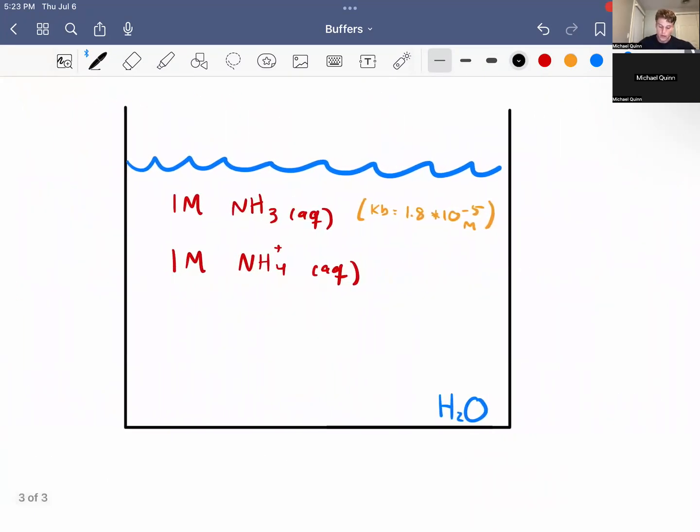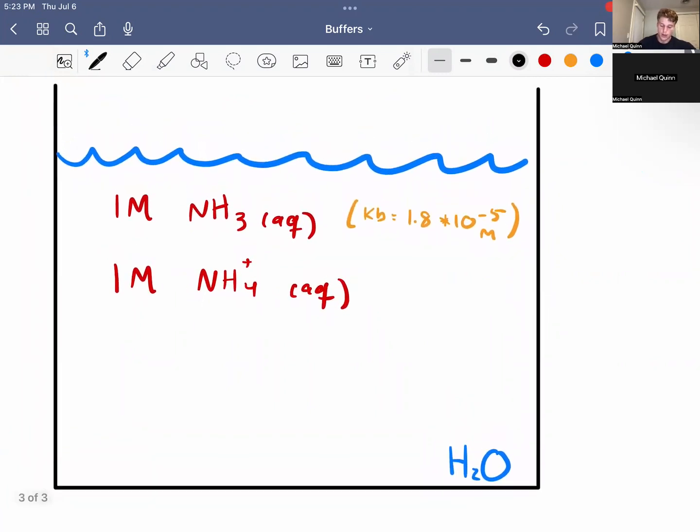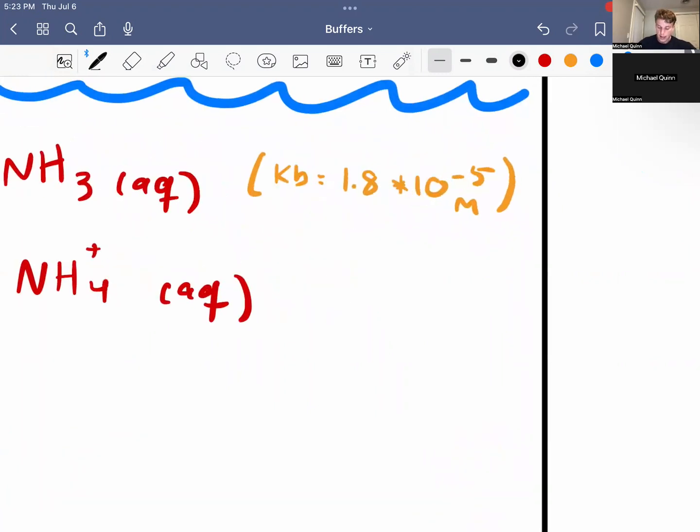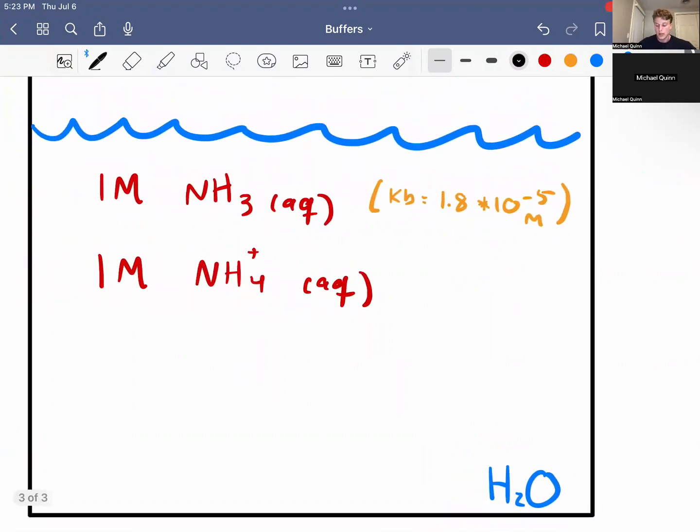Looking ahead, we have 1 molar of NH3 and 1 molar of NH4 plus aqueous. So we have a Kb value of 1.8 times 10 to the negative 5th. Remember, we need to be in the range of 1 times 10 to the negative 3 and 10 to the negative 12. So looking at NH3 and NH4 plus, we have a weak base. And when we add a hydrogen, we get the conjugate acid.